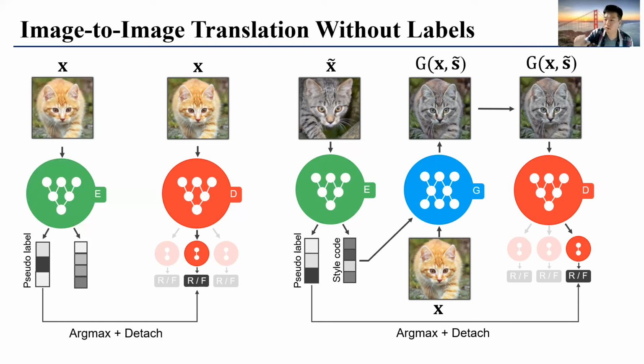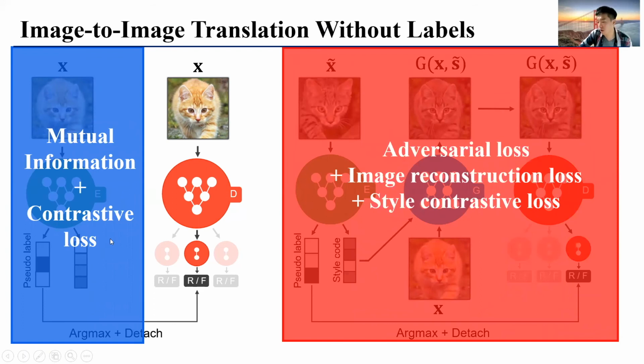So the encoder, which I call the guiding network here, which extracts the clusters as well as the style of the image, is trained with mutual information and contrastive loss. And the other part is just an adversarial loss plus the image reconstruction loss and style contrastive loss. So except for the encoder, which uses a technique of self-supervised learning, almost everything else is the same as a typical image translation model.